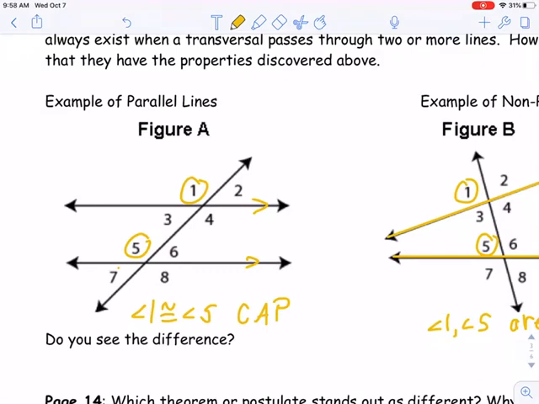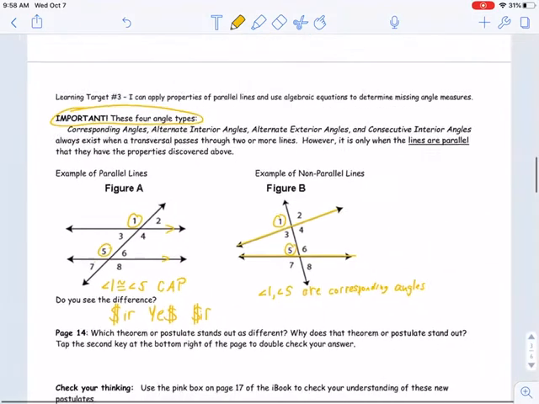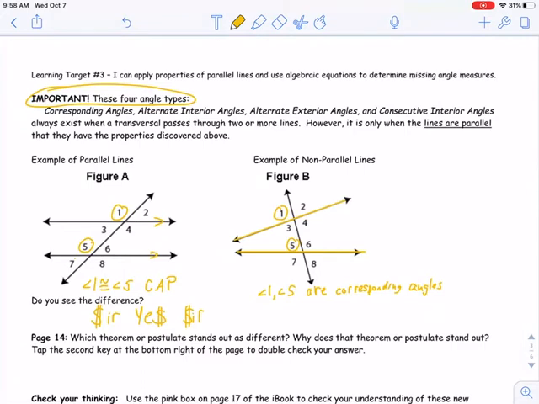All right? And corresponding angles is a postulate. We accept it as fact that corresponding angles are congruent. The other three are theorems, and we actually prove them to be true. And we'll do that later on in the unit. It's going to be a lot of fun. Do you see the difference? All right, that's the difference. So these relationships exist no matter what, but the congruency or supplementariness only happens when the lines are parallel.